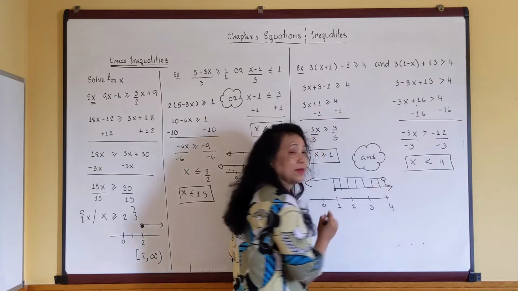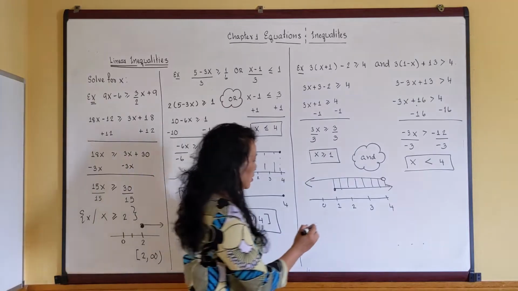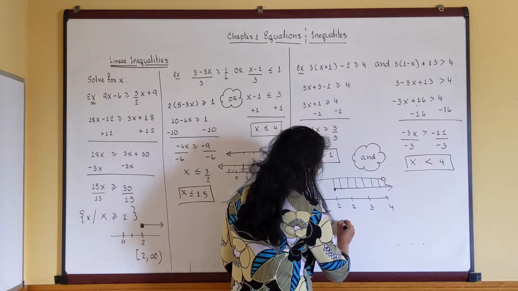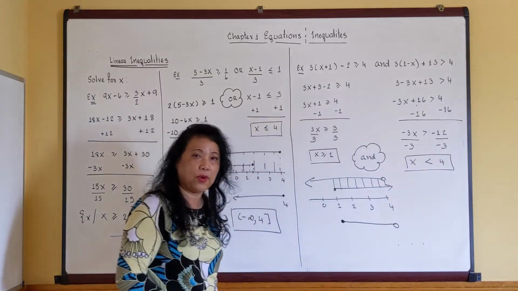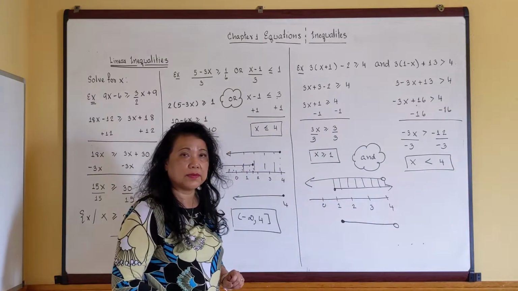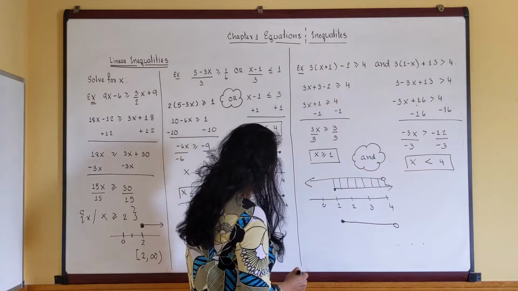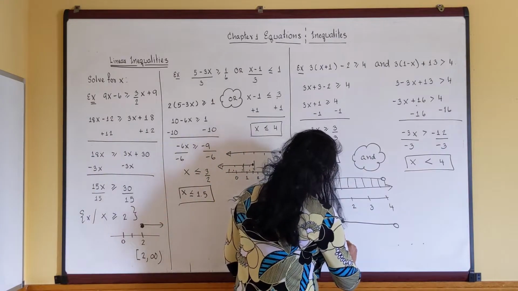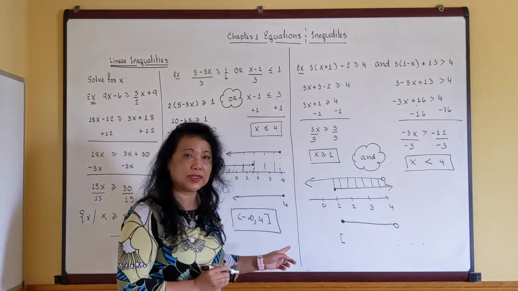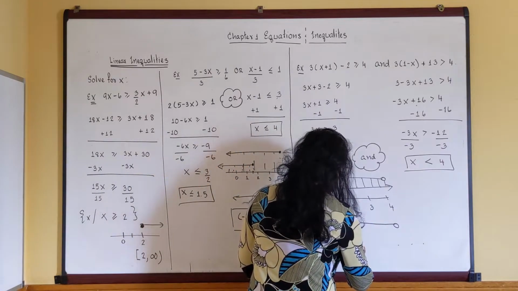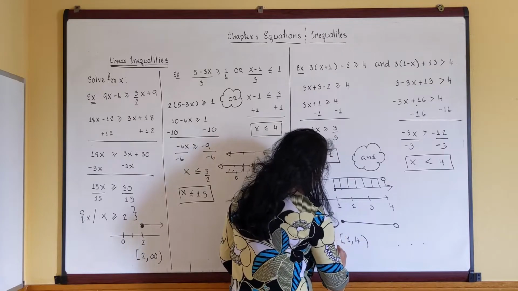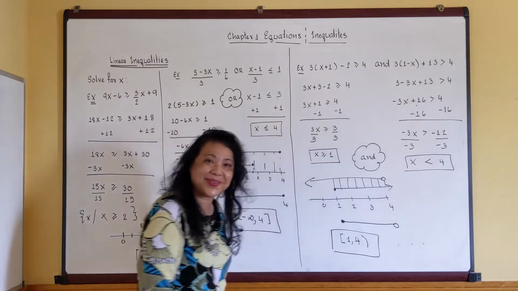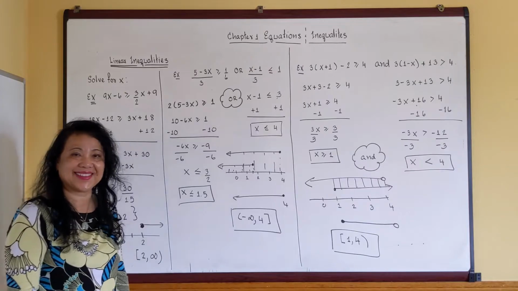So I need 2 lines, right, to build my railroad. So my railroad is going to start from 1 up to 4, but not including 4. That's the solution graph. And my interval notation will be 1, including 1, up to 4, but not including 4. So it's going to be parentheses. Right? Let's go to the next section.